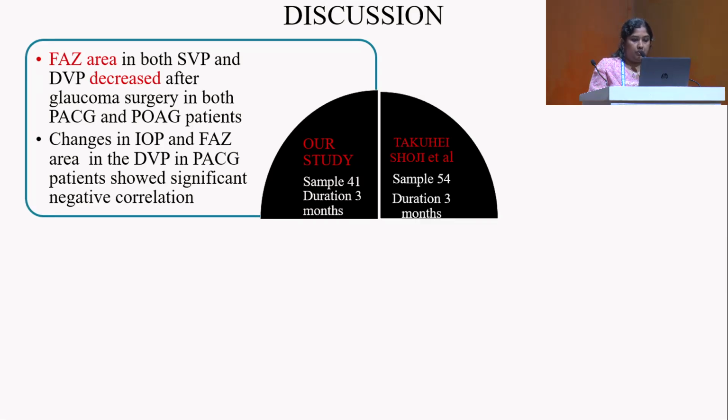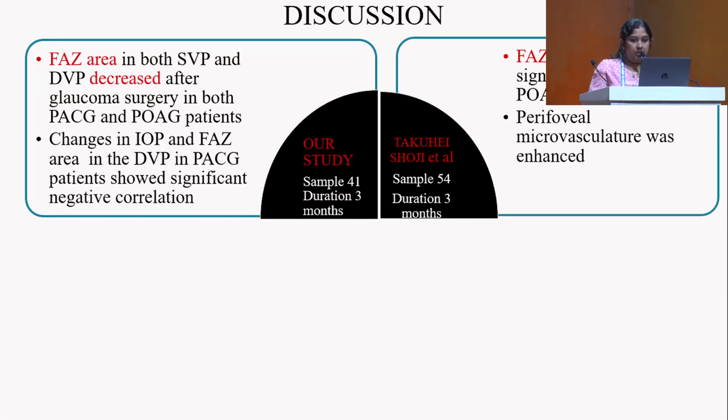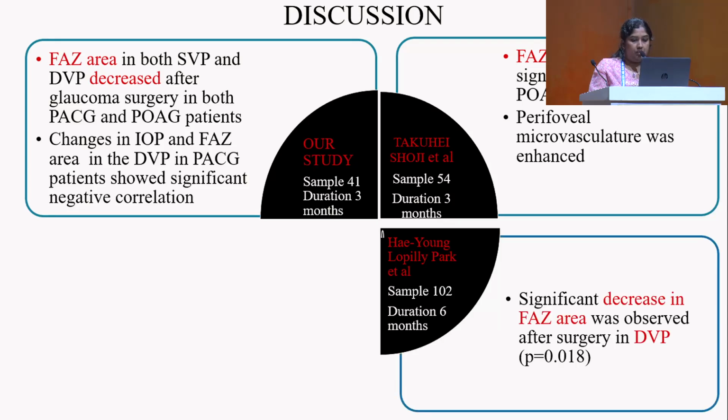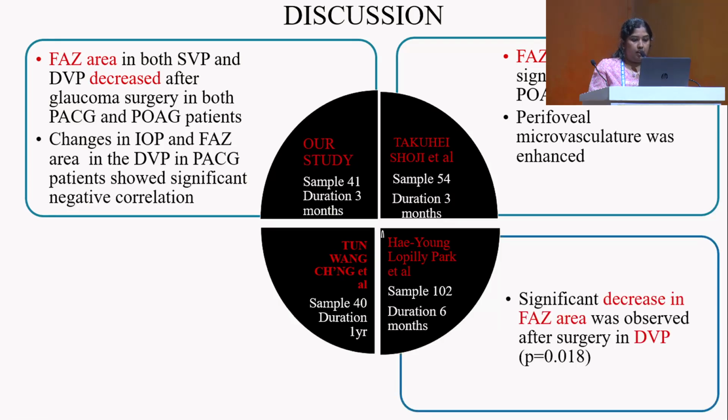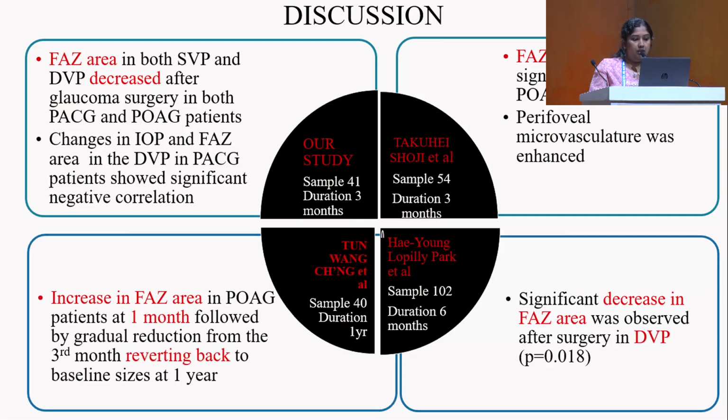A study by Takusagawa et al. says FAZ area was decreased in SVP, and by Hae-Young et al. says there was a significant decrease in FAZ area in DVP. Another study by Tu Wang et al. said there was an increase in FAZ area at 1 month, which decreased in 3 months, but reverted back to baseline at 1 year.